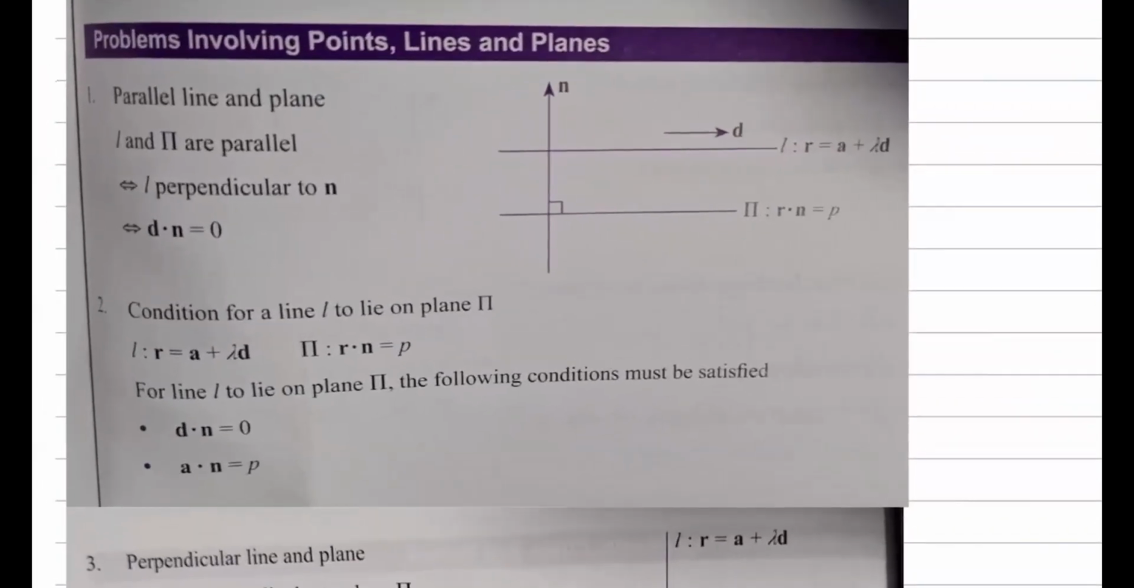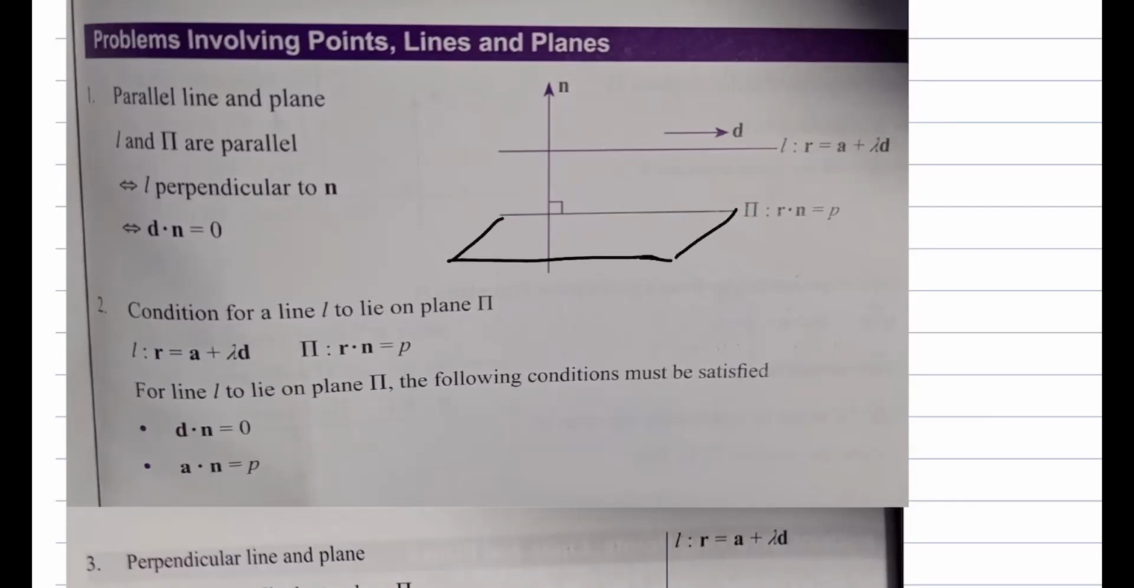Next, we are going to move on to the 8 different ideas you need to deal with in order to solve questions involving points, lines, and planes. Let's go. So first one, parallel line and plane. So here is a plane. Usually I don't draw it as a single line. I draw it more 3D like this. So a plane like this.